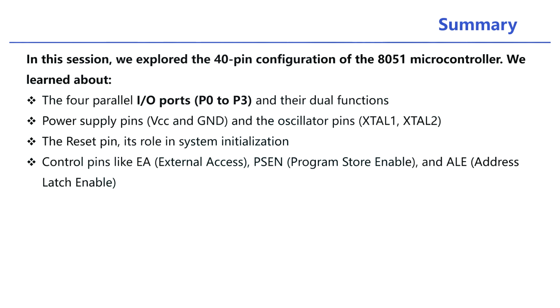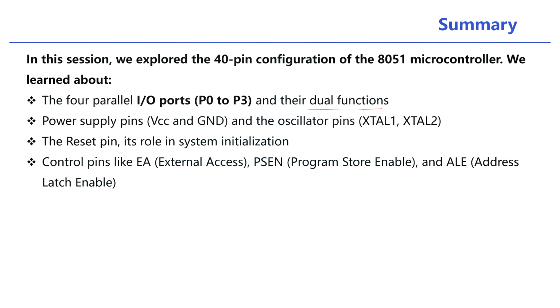The 4 ports, port 0, port 1, port 2 and port 3, are available. They act as ports, and they also have dual functions. One important thing to note: port 0 does not have any pull-up resistors, so external pull-up resistors are needed when it is used as a GPIO. But in port 1, port 2 and port 3, there are internal pull-up resistors, so they do not require external pull-up resistors. And every port has its dual functions.